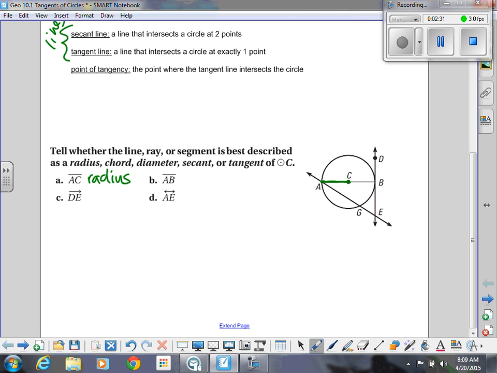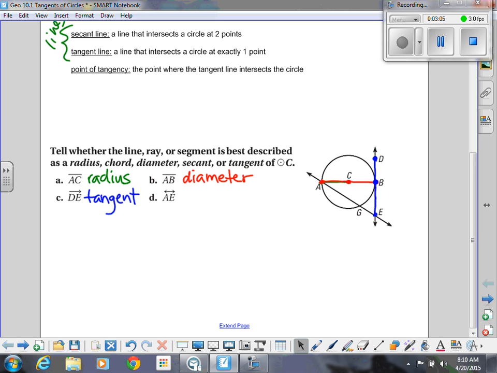And now I'm going to do AB. AB goes from here to here. So it's a chord that goes through the center. That means it has to be a diameter. And then if we move on to DE. DE, here's D, here's E. So notice that is just touching the circle once at point B. So that is a tangent. And notice that D and E are on a line that goes on forever.